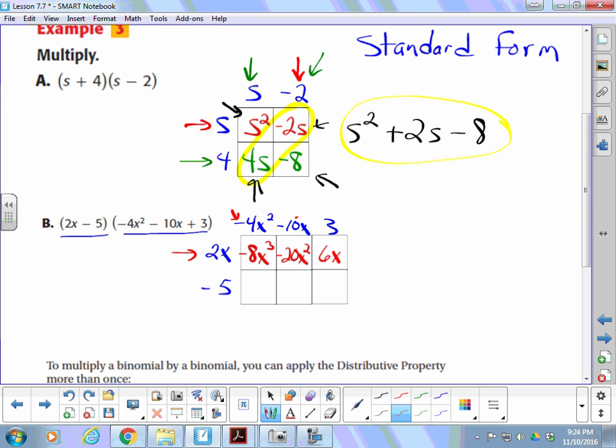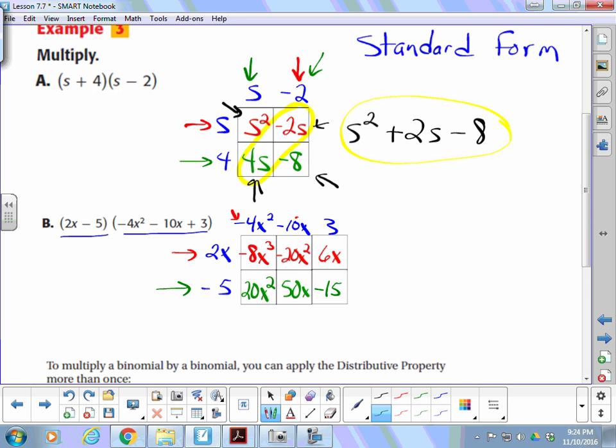All right, so we multiplied the first row. Now we're going to do the second row by each column. Negative 5 times negative 4x squared is 20x squared. Negative 5 times negative 10x is 50x. And negative 5 times 3 is negative 15.